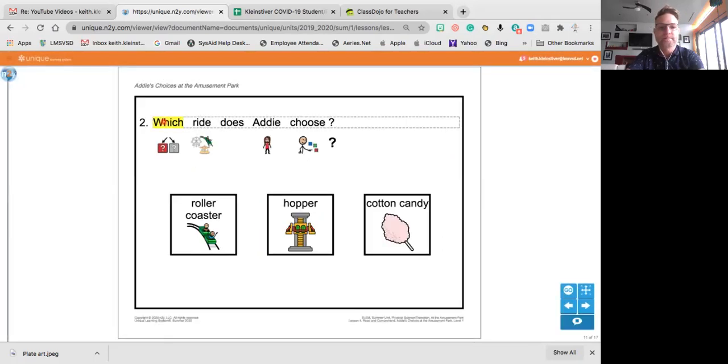Okay. Which ride does Addie choose? Do you remember, what did she choose first? The roller coaster, the hopper, or cotton candy? Well, cotton candy is not a ride. If you remember, she chose, you can read it or point to it. Roller coaster. She chose the roller coaster.